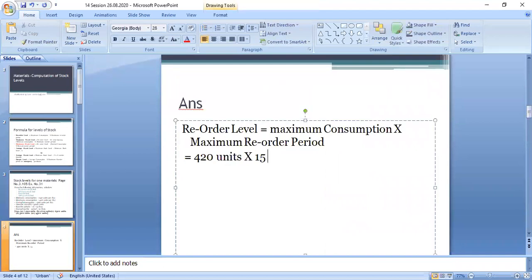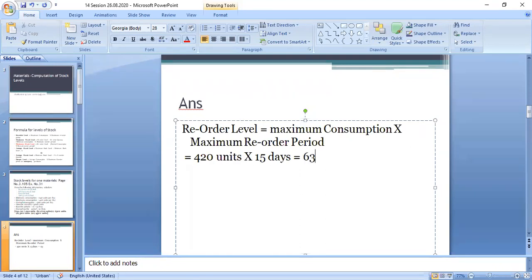So if you multiply with the 15 days, you will get the reorder level. So what is the reorder level? 420 into 15, that answer is 6,300 units.